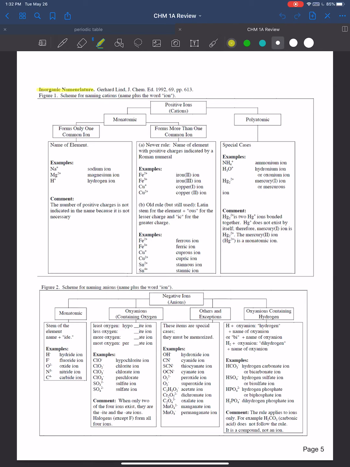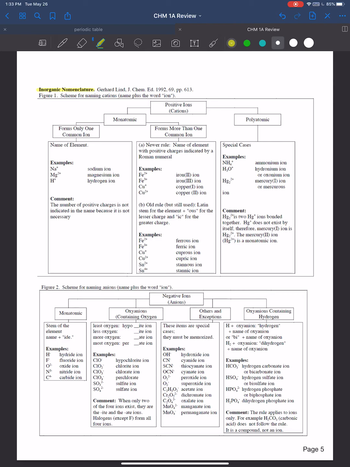This information was published in an article back in 1992 in the Journal of Chemical Education, and it gives a really nice summary of all the rules. It's really important as a chemist or any scientist that you become familiar with the vocabulary in the field. When you're working word problems and you're given these names, you need to be able to translate what that name means into a chemical formula so you can predict the correct chemical reaction and balance it correctly.